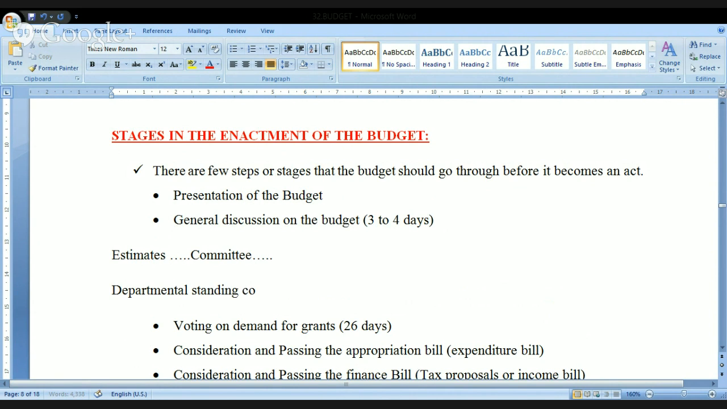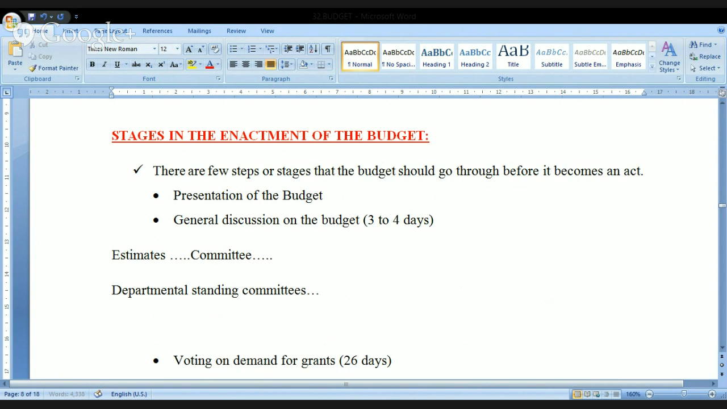Standing committees. So these points we have already discussed here. So what do you mean by this? During this particular stage, there will be a break for 15 to 20 days. And during this time, the estimates committee, departmental standing committees, and other related committees will come into the picture. They will start looking into the concepts of the budget. They will try to concentrate more on the expenditure of the government.